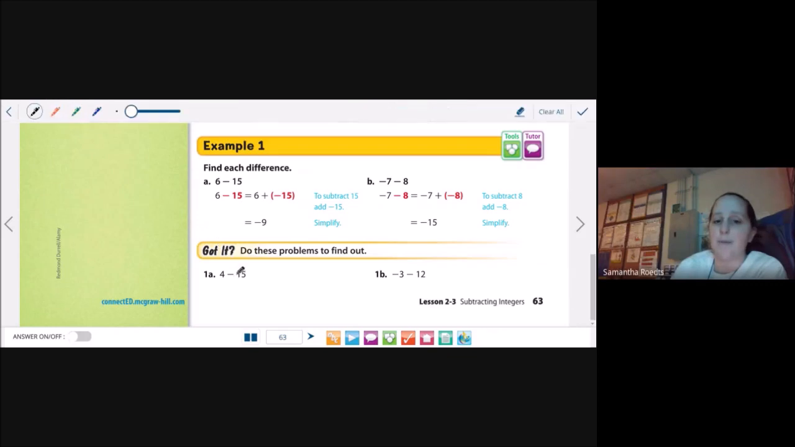All right, so let's try some problems. 4 minus 15. Okay, so this is like saying 4 plus negative 15. Different signs, so I subtract. 15 minus 4 gives me 11. 15 is larger and negative, so my answer is also negative. 1b, negative 3 minus 12, so I can rewrite this as negative 3 plus a negative 12. These are the same sign, so I add them together, which gives me 15. They're both negative, so my answer is also negative.